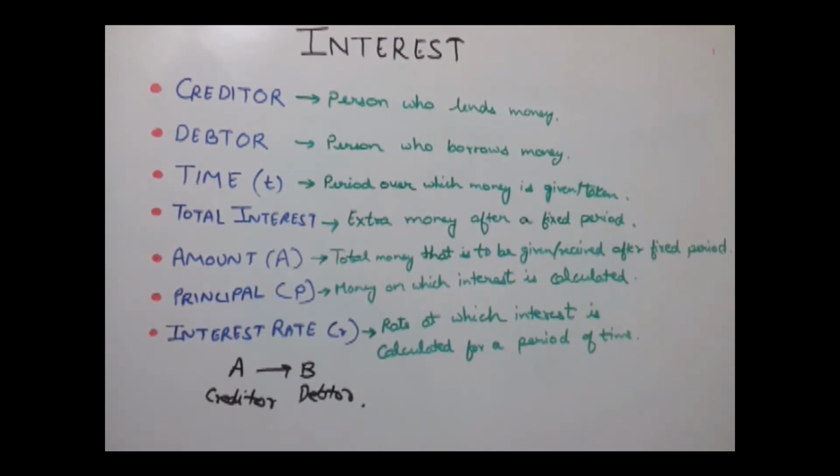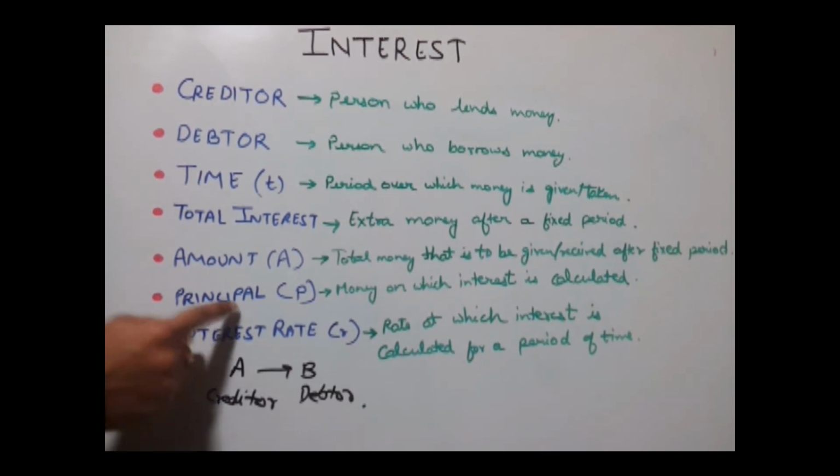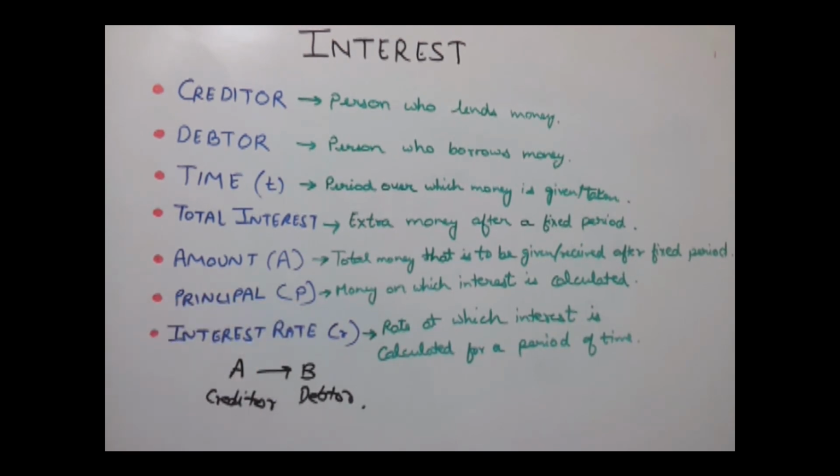This is the total amount that a person receives or gives at the end of the fixed period. That is interest plus the amount that he has taken or given. What is principal? Principal is that amount on which interest is calculated.